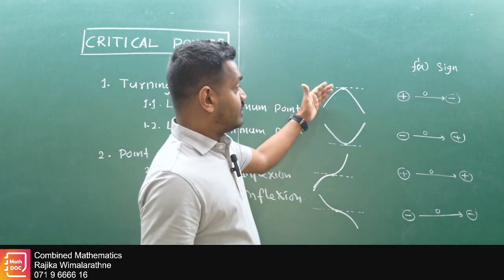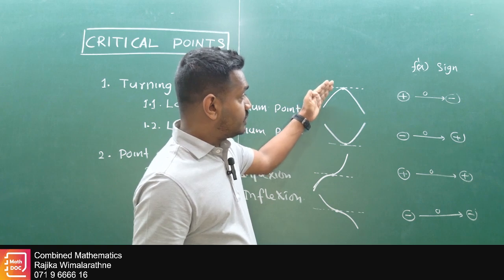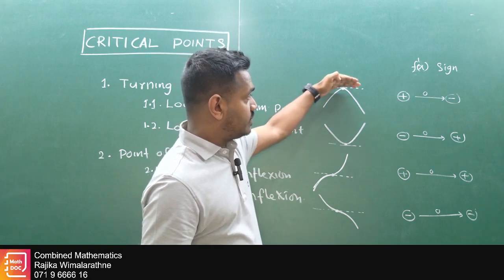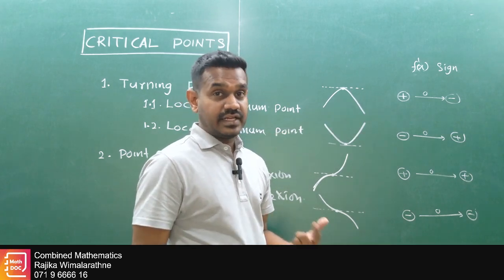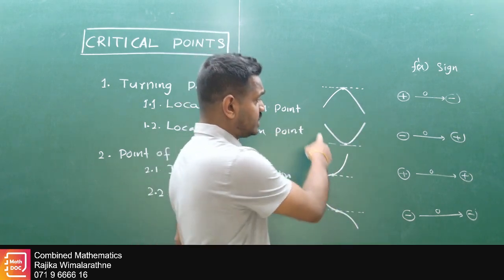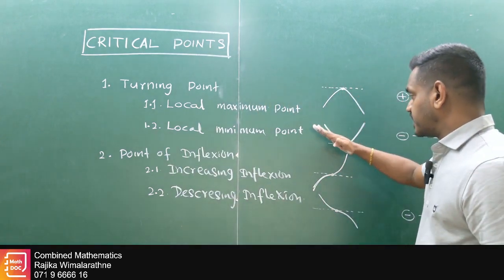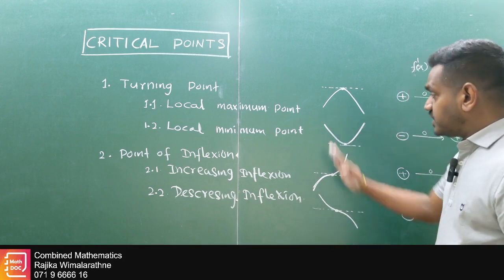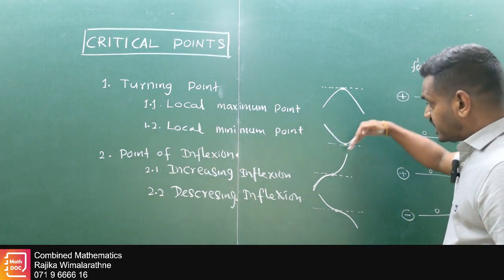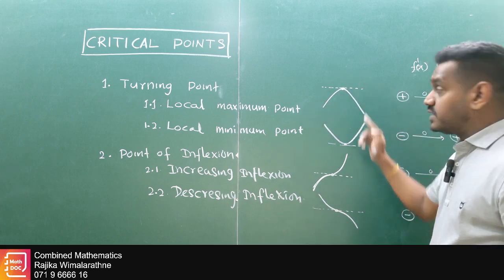So when you consider the left side here, the gradient is positive, positive, positive, 0, then negative, negative, negative. The gradient of the tangent varies like that. If you consider this one here, the gradient is negative, negative, negative, 0, then positive, positive, positive. Therefore, the gradient varies from negative to positive here, and here the gradient varies from positive to negative.